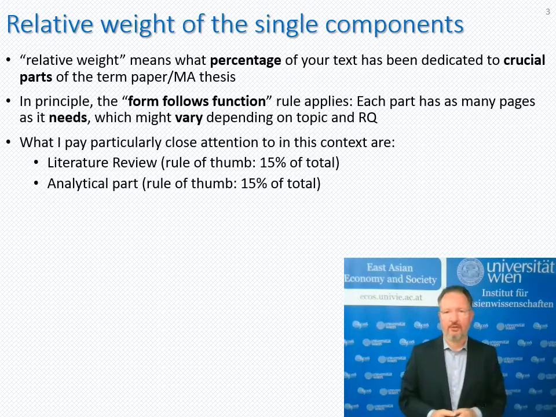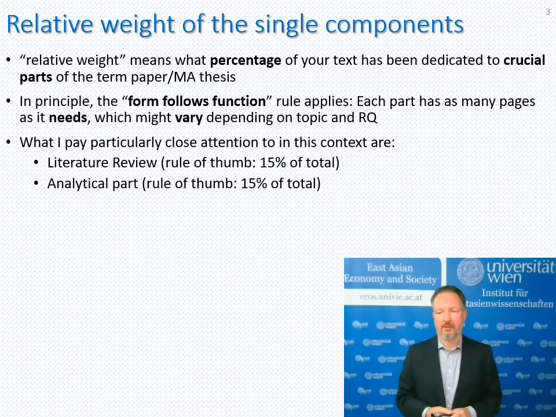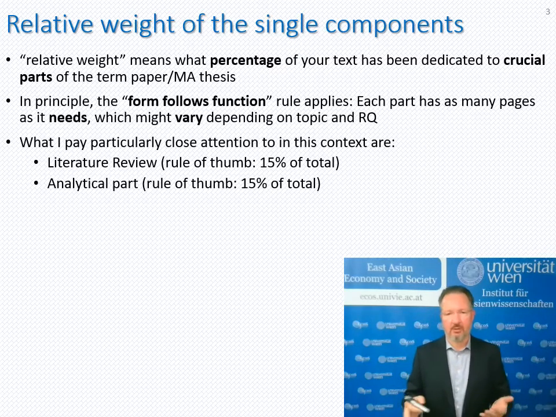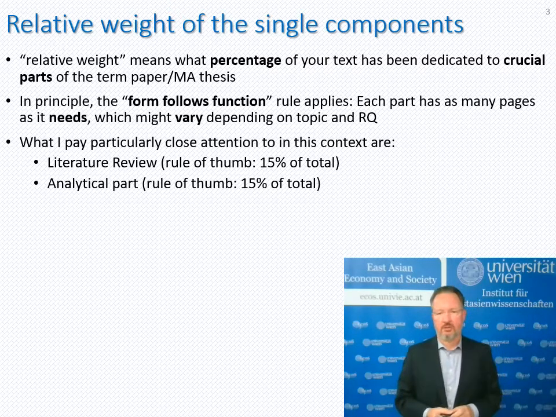It could be shorter if you can accomplish what you need to accomplish in fewer pages using less space or a smaller share of the overall thing, and it could be more. And same goes for the literature review. You remember I told you for a master's thesis should be about 50 sources, more or less, again, depending on topic and research question. So I really want to see a thorough discussion here.